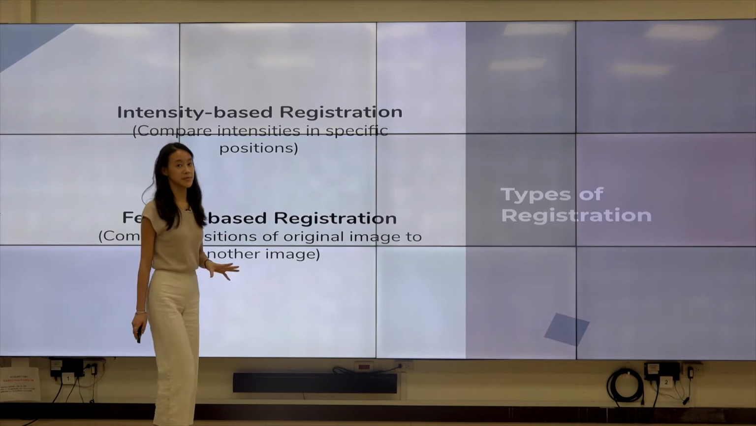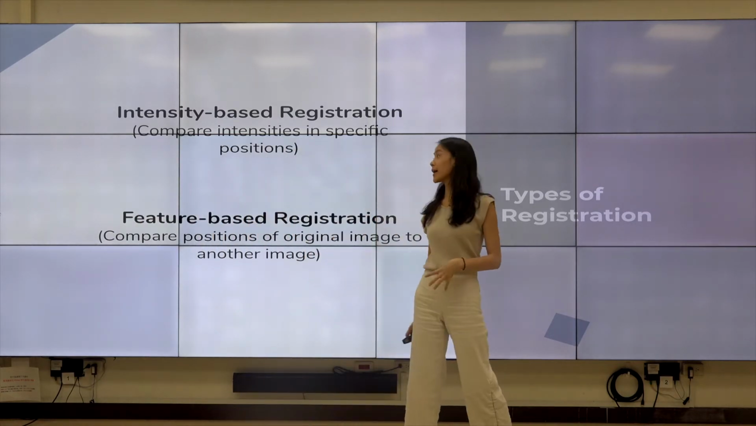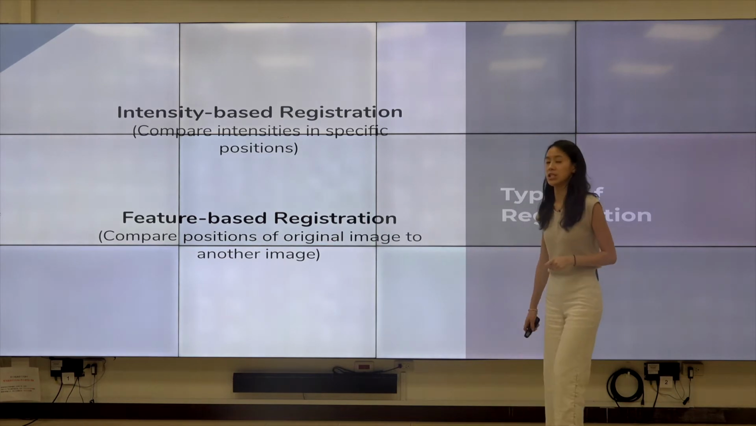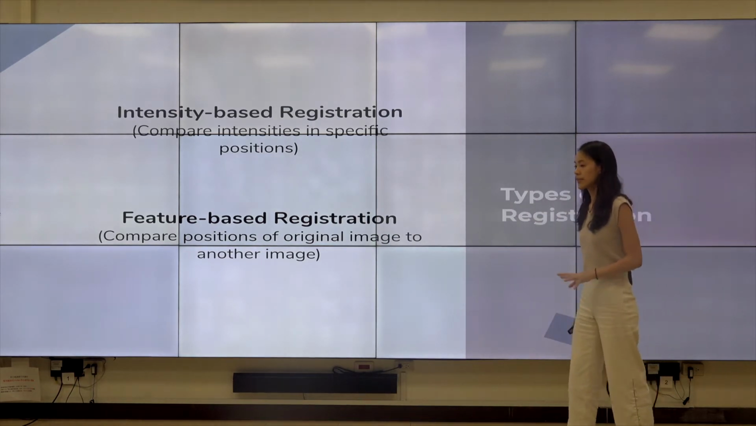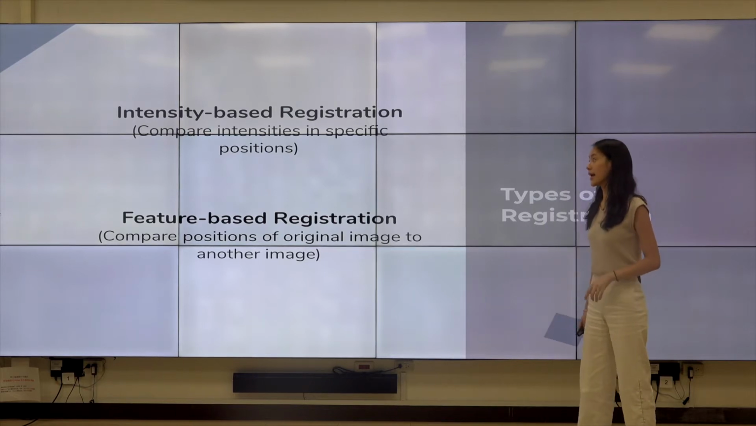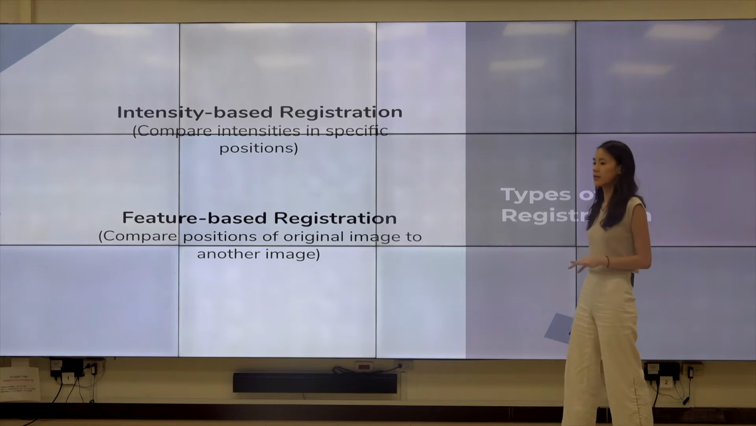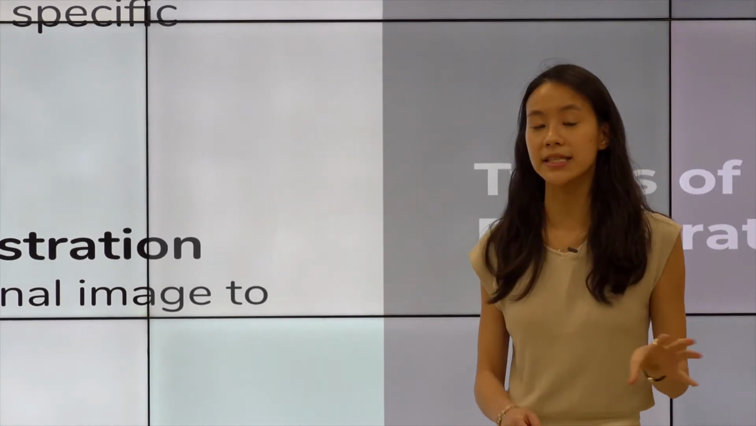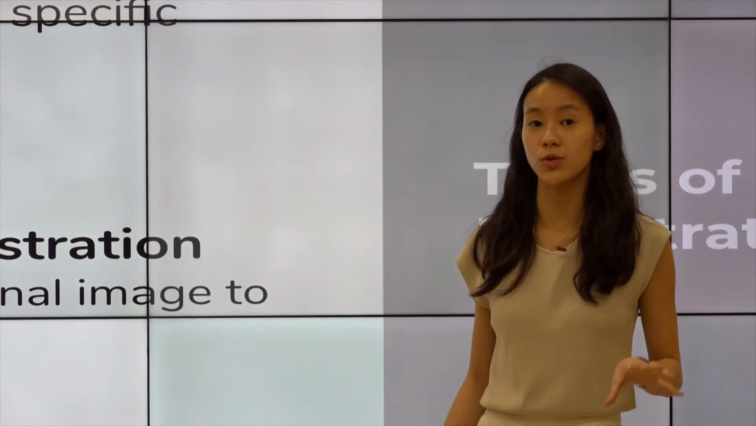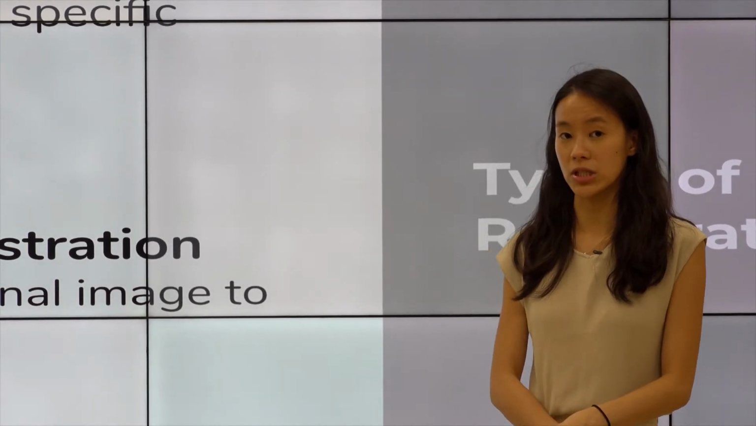So there are two different types of registration that I would like to share with you. The very first kind would be the intensity-based registration, and the second kind is the feature-based registration. So one thing to note about the intensity-based is that it is comparing the intensities in specific positions. So the way that I would like to see it is that for each of the pixels that we're looking at, intensity-based registration looks at these individual pixels or these individual positions and compares the intensities in order to be able to register the images together.